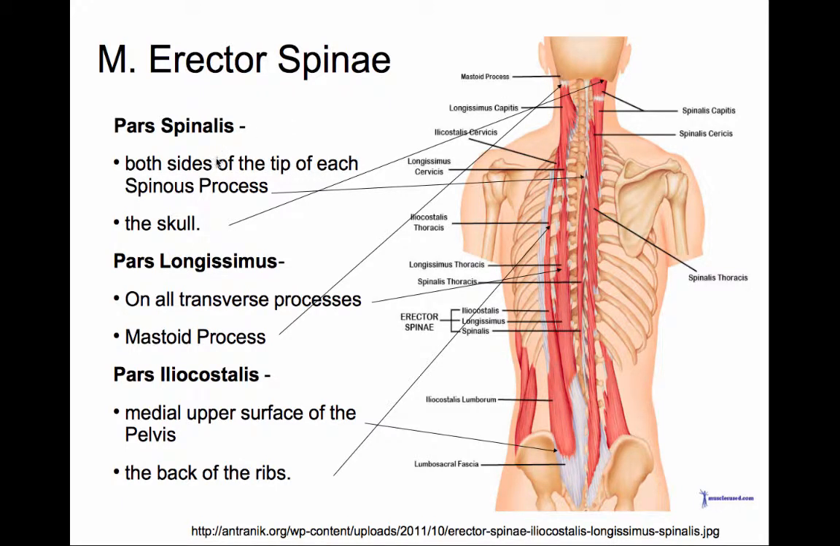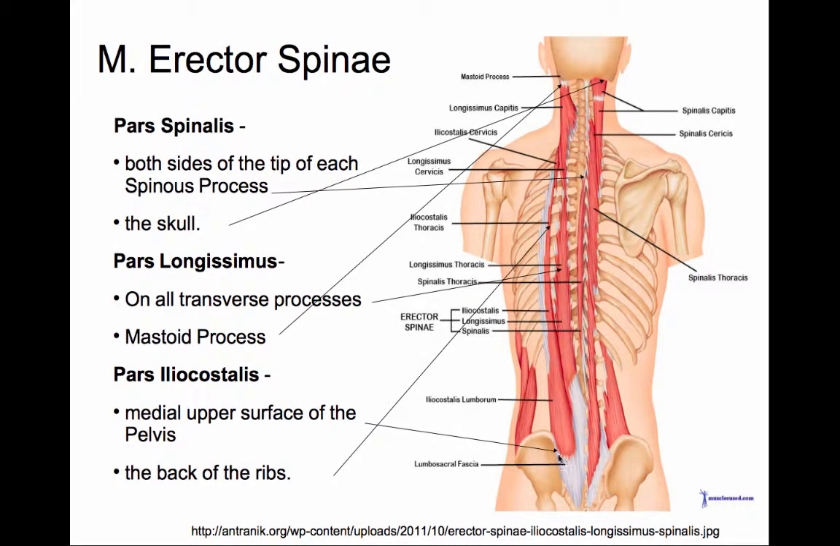The spinalis part, pars is part, you can say in Latin, has the origin on the tip of each spinous process, the one that goes straight out in the midline, and goes up to the skull. The longissimus part is on all the transverse processes, the ones that go sidewards and connect to the ribs. And it goes also up to the skull and the mastoid process.